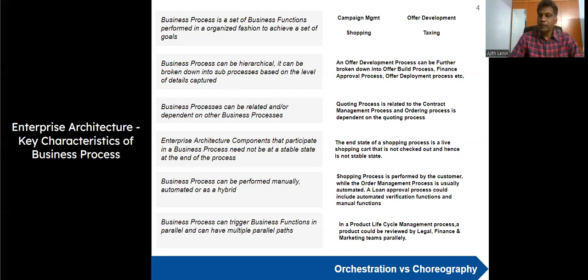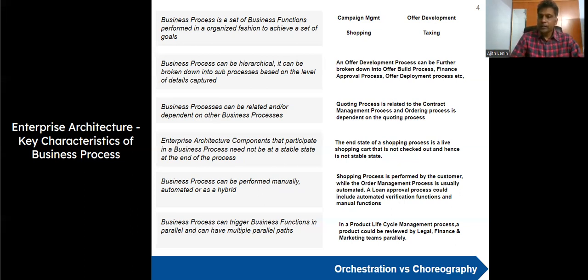Business processes can be hierarchical, meaning there could be sub processes and sub processes. So we can break it down to get to the level of detail that the organization wants to achieve. And business processes can be related and can be dependent on others. For example, a quoting process is related to a contract management process. And an ordering process is actually dependent on the quoting process. Once the quote is produced in a B2B segment, when the quote is produced and approved is when the ordering process starts. So there could be dependencies.